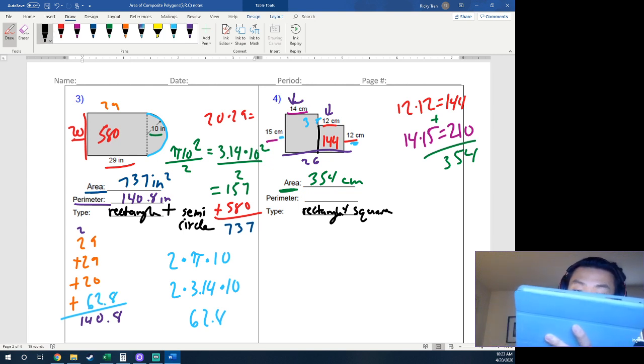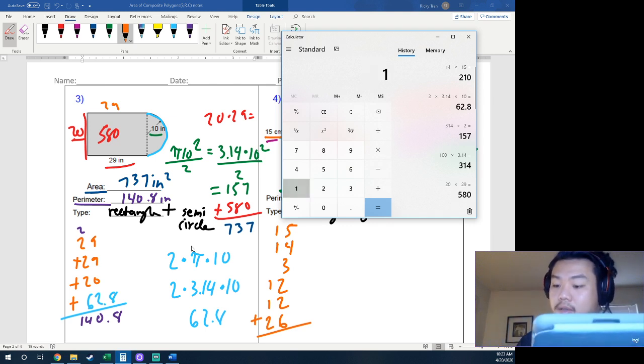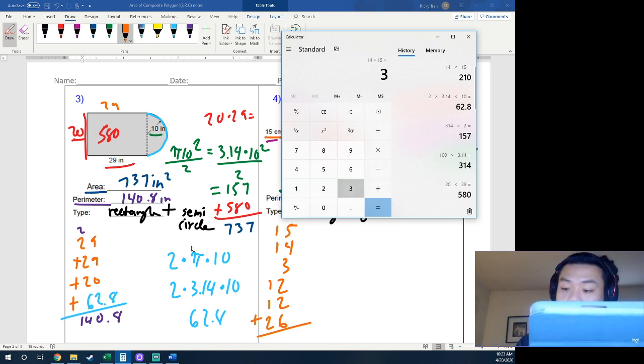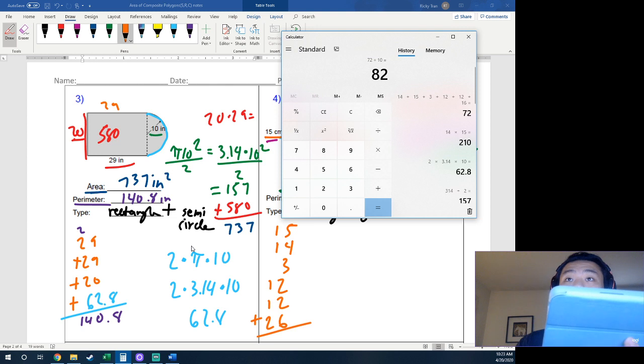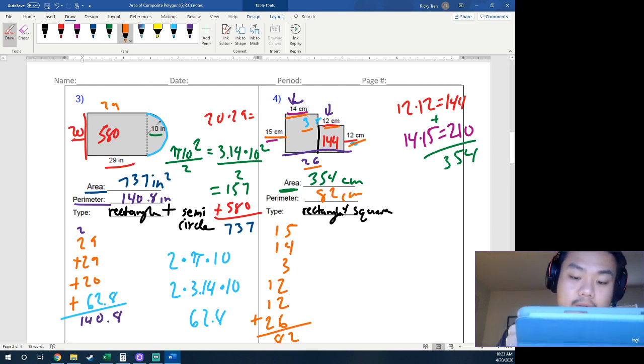And then you add everything. So 15 plus 14 plus 3 plus 12 plus 12 plus 26. Add all these together and you get 82 centimeters. Oops, this is supposed to be squared.